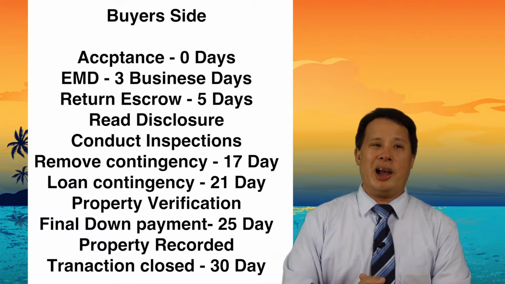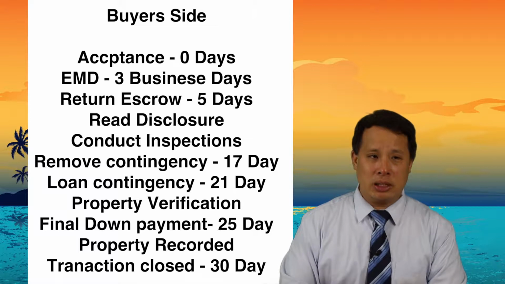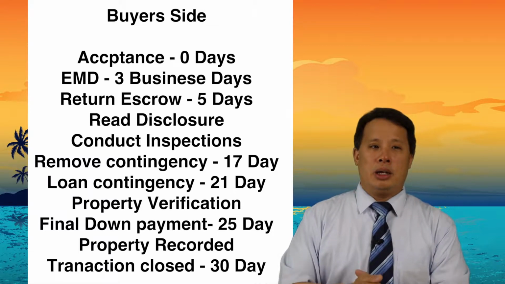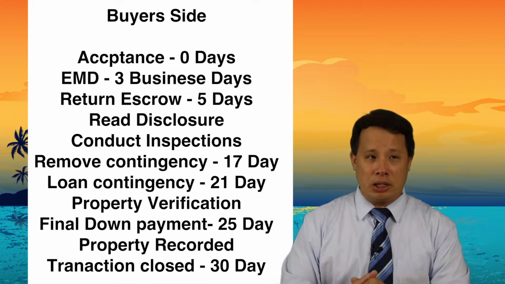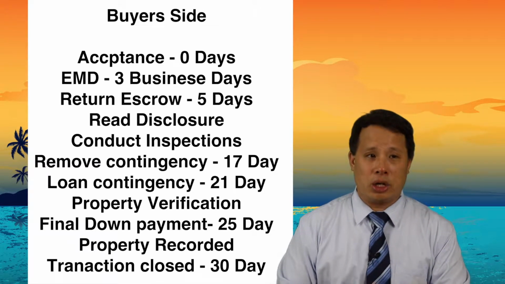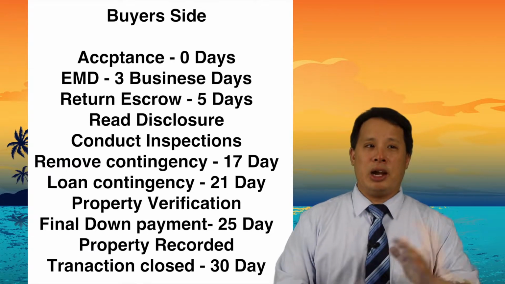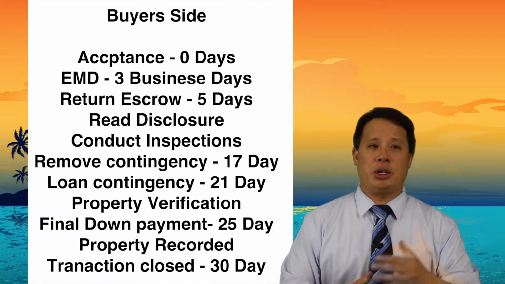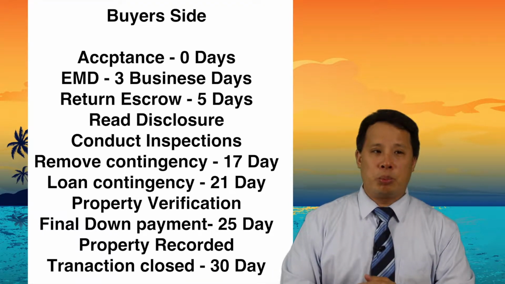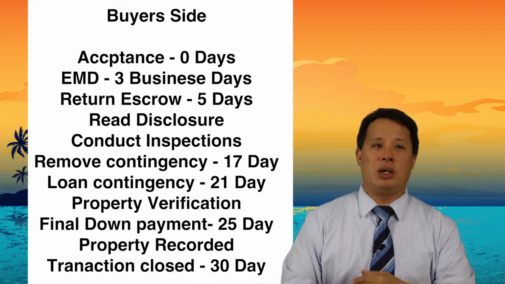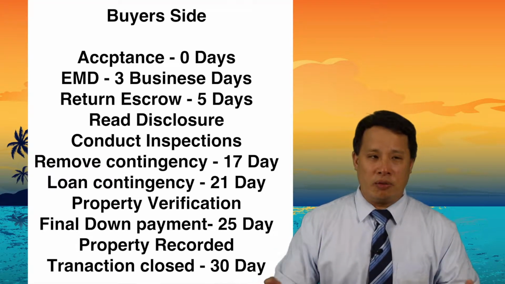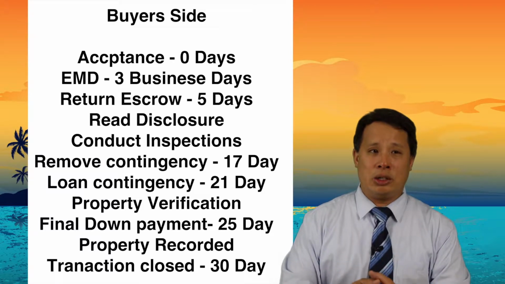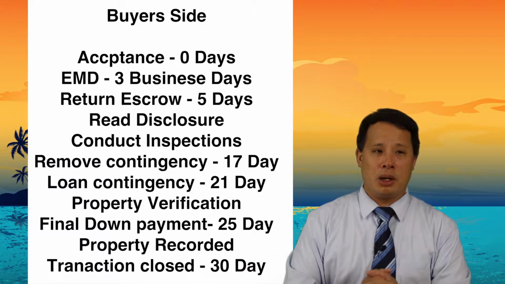You want to wire in your earnest money deposit, and within 5 business days, you need to do the same as the seller: return the escrow instructions. The seller has their portion of the escrow instructions, but the buyer also has their portion, your portion of the escrow instructions, that you need to complete. It's just the transaction information escrow needs to complete the transaction.